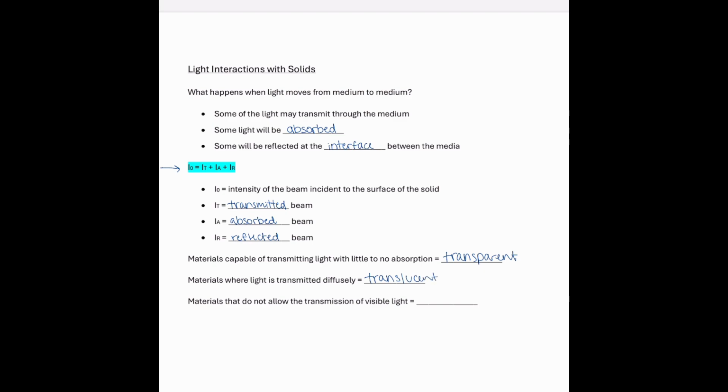And then we have materials that don't allow any transmission of light that we can see, and those materials are called opaque.